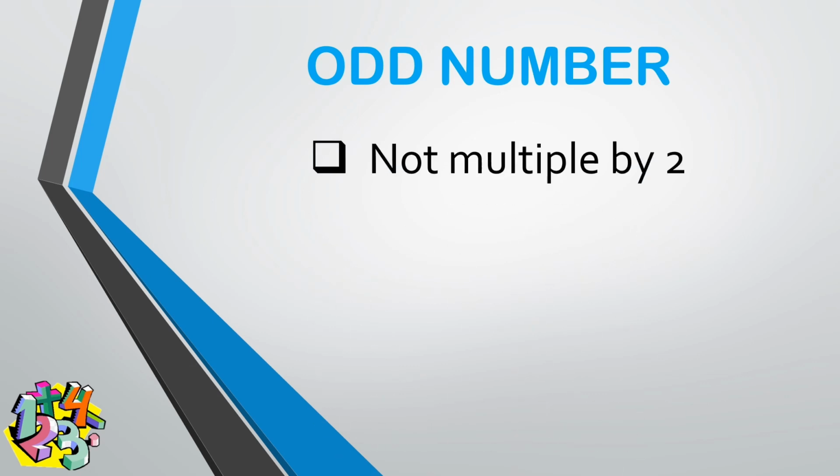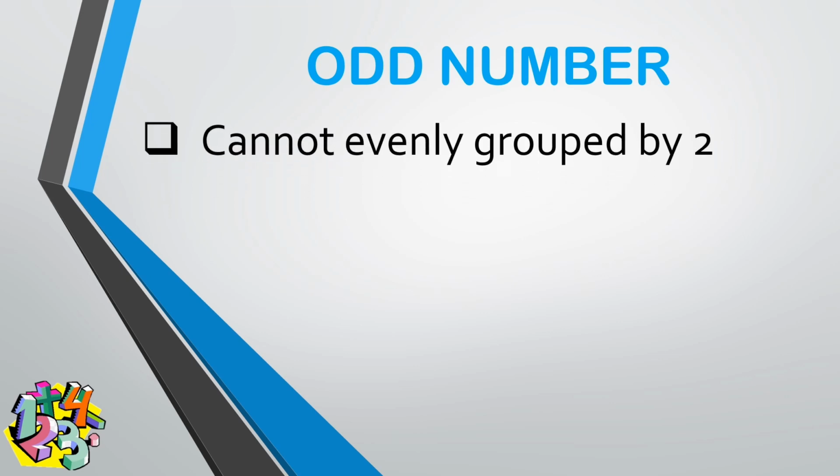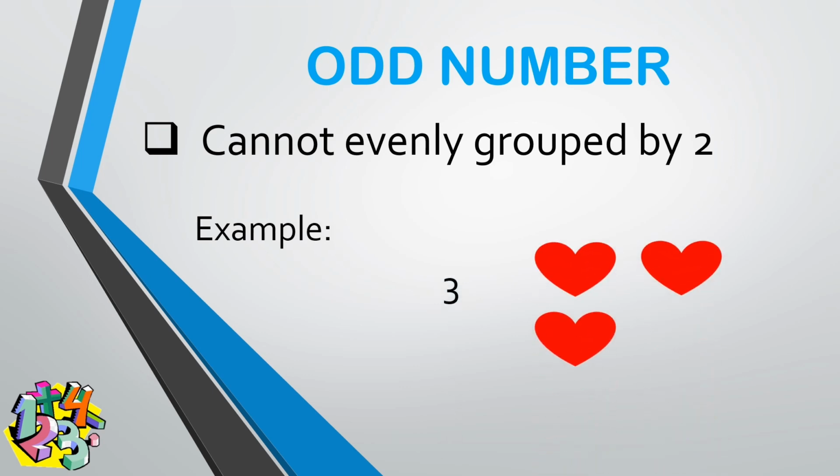What is an odd number? An odd number is not a multiple of 2. An odd number cannot be evenly grouped by 2. Example, 1. Only 1, and it has no partner. Another example, 3. 3 has only 1 group of 2 and there is a remaining 1 that has no partner.